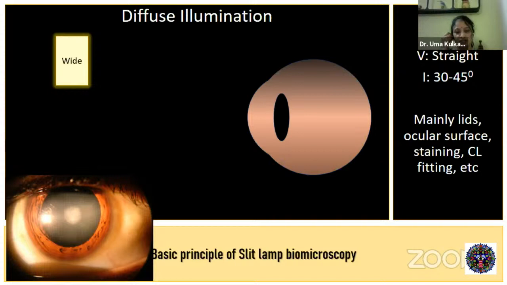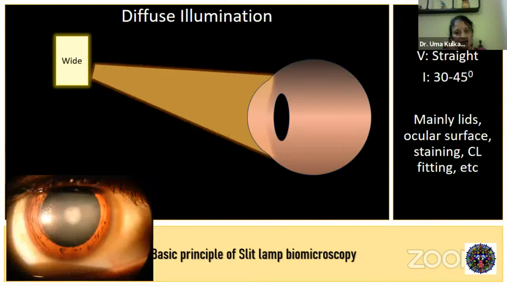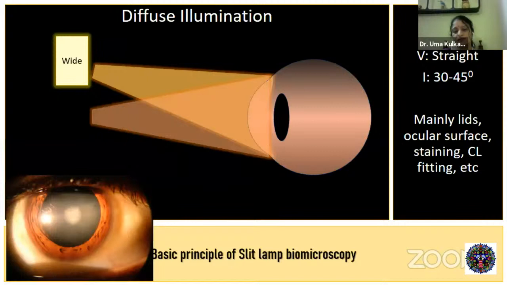And how is it done? So this is the eye. This is the illumination system. We use a broad, wide slit there, and the light falls at an angle of around 30 to 40 degrees from the center and illuminates almost the whole of the cornea or a little more than that. And this is how we view it. So this is the viewing system. They are separated by around a 30 or 40 degree angle. This could be varied depending on how you want to see the structures. They're not fixed numbers. You can explore to see the structures better.